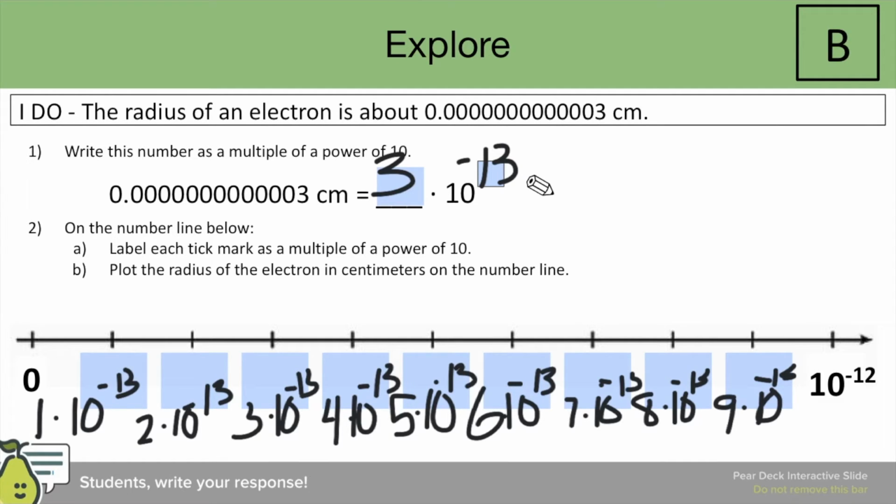This is a perfect opportunity to remind students that even though the absolute value of negative 13 is greater than the absolute value of negative 12, when it comes to working with scientific notation or numbers represented in this form, the negative value actually represents that it's a much smaller value. And that's why these multiples of 10 to the negative 13th power are leading up to 10 to the negative 12th power. Now we're going to plot the radius of the electron in centimeters on the number line, and 3 times 10 to the negative 13th power is right here.